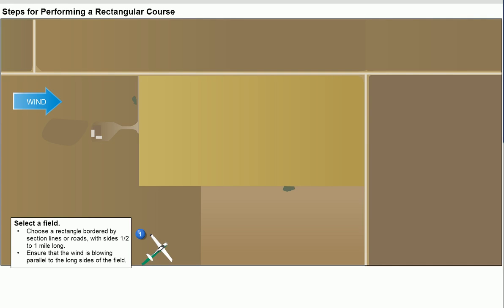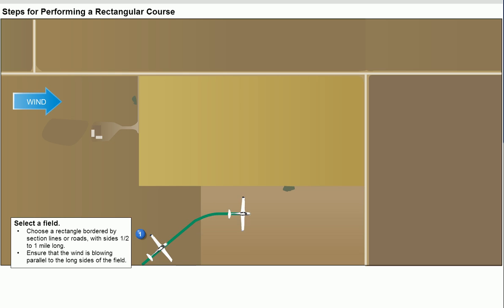The first step in performing a rectangular course is to select a field to fly around. Choose a rectangle bordered by section lines or roads, with sides 1/2 to 1 mile long. Ensure the wind is blowing parallel to the long sides of the field.